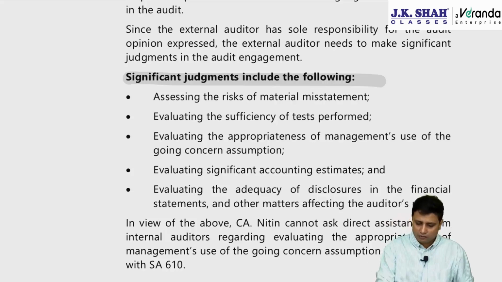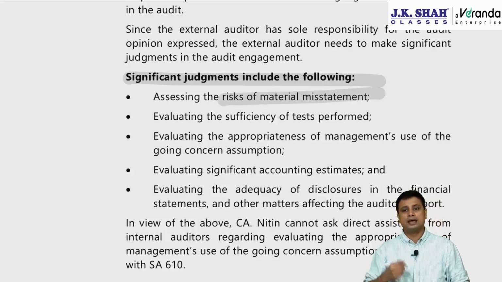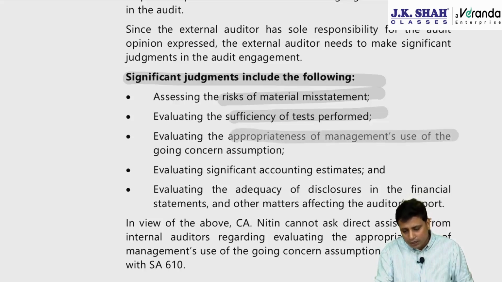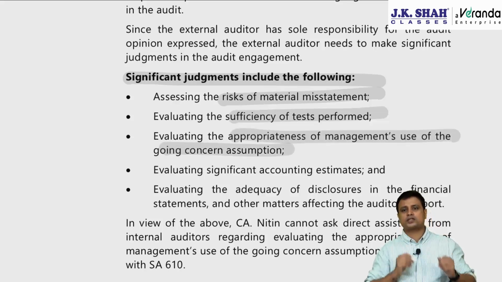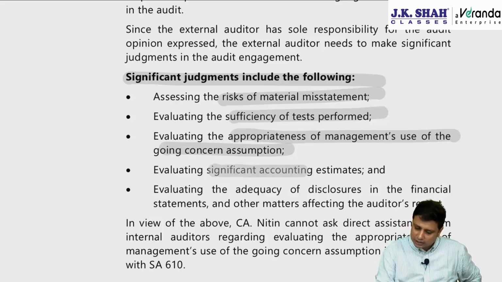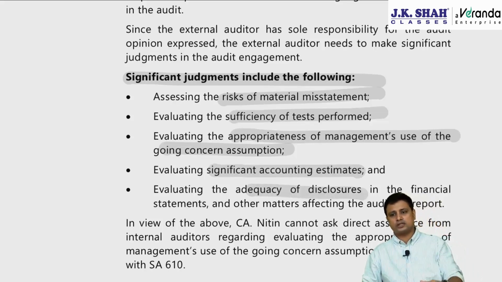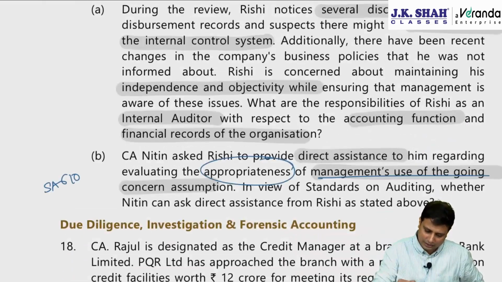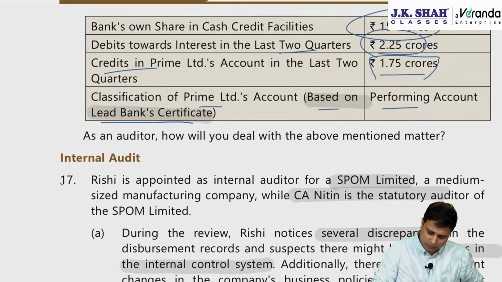Where are judgments involved? For example, assessing risks of material misstatement, evaluating the sufficiency of the tests performed, evaluating the appropriateness of management's use of going concern. The question was on this. Evaluating significant accounting estimates, evaluating the adequacy of disclosures. So since judgment is involved, we cannot use an internal auditor for direct assistance. So this was our question number 17.